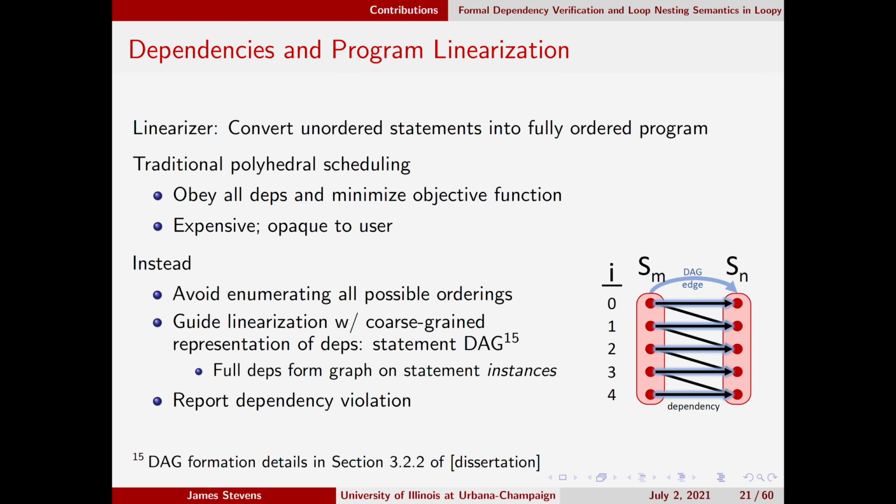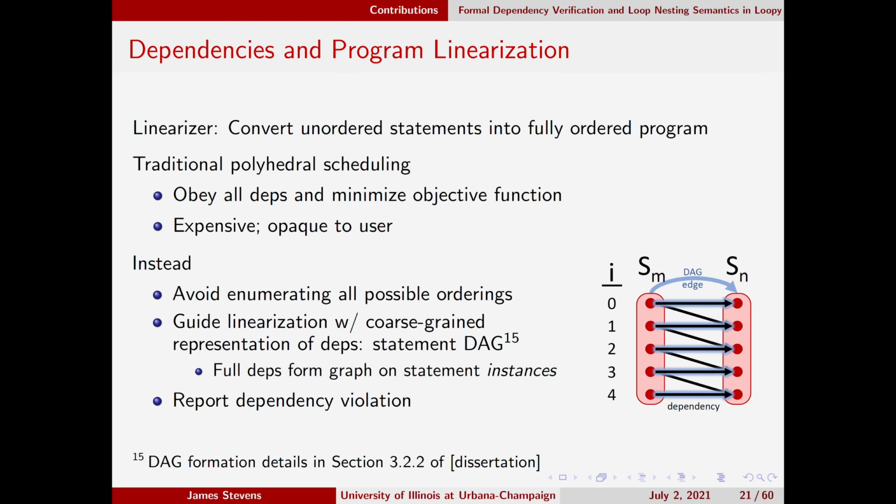Traditional polyhedral scheduling involves an automated process that minimizes some objective cost function while obeying all dependencies, which can be expensive and opaque to the user, as I mentioned earlier. Instead, our approach avoids enumerating all possible orderings of statement instances, and instead we have the linearizer operate at the level of statements. Efficiency is the primary reason for this. Also, statements may be reordered later anyway during compilation and out-of-order execution.